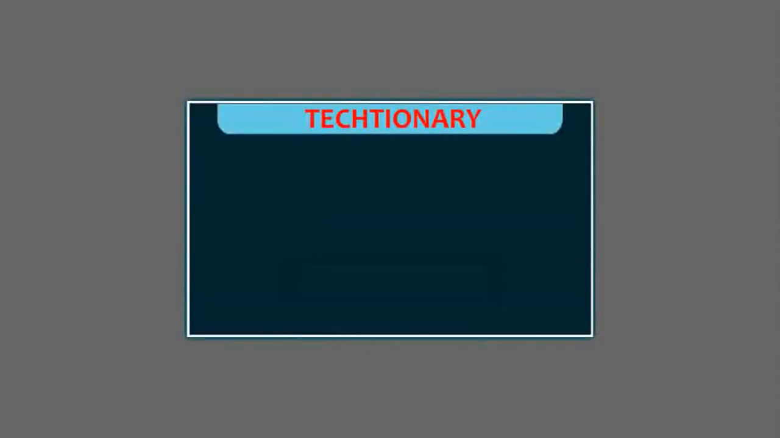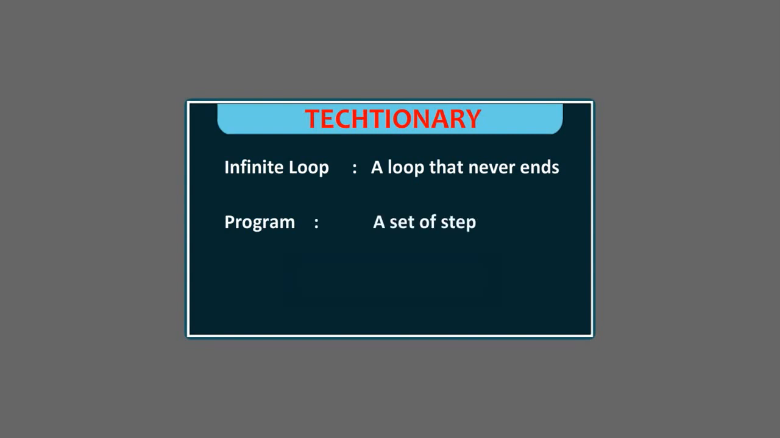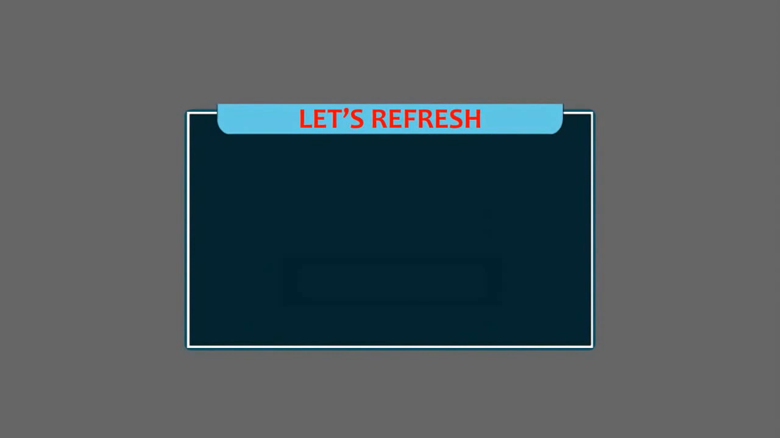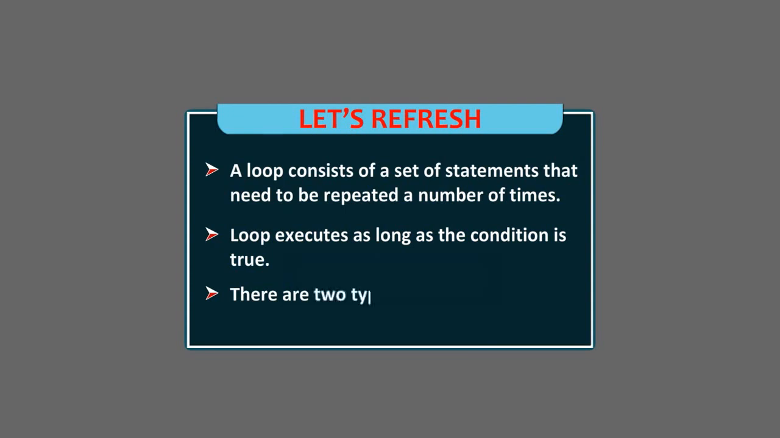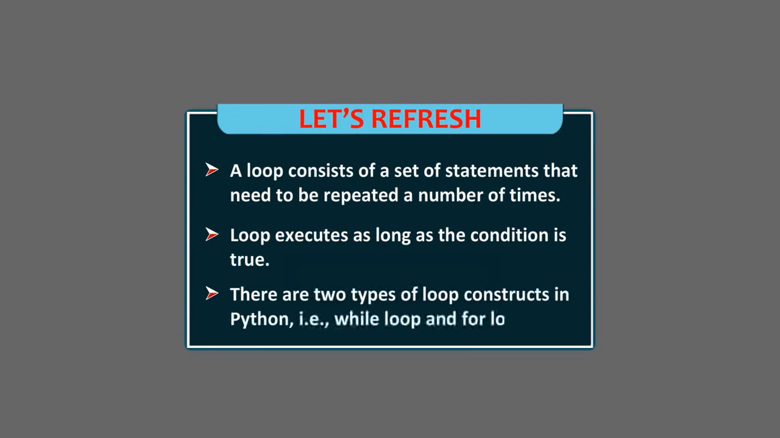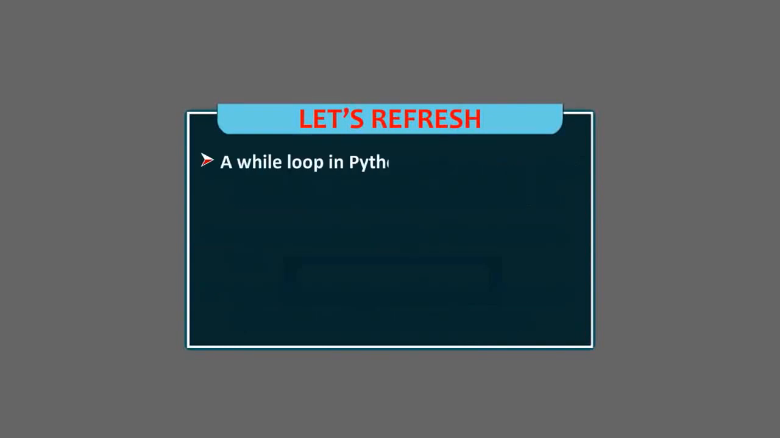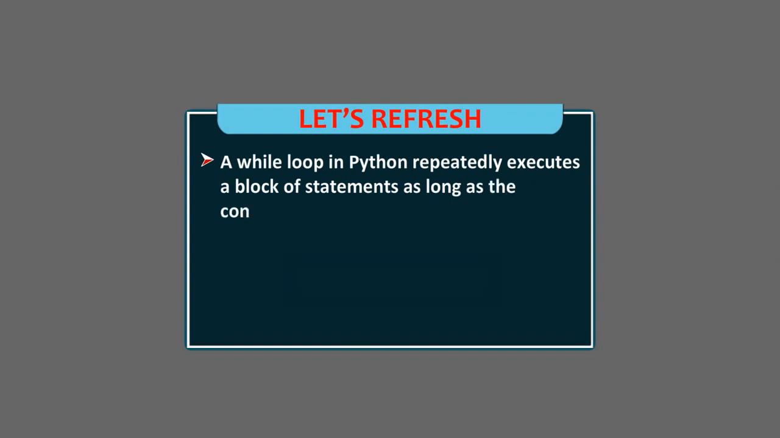Dictionary. Infinite loop: a loop that never ends. Program: a set of step-by-step instructions. Let's refresh. A loop consists of a set of statements that need to be repeated a number of times. A loop executes as long as the condition is true. There are two types of loop constructs in Python, that is, while loop and for loop.